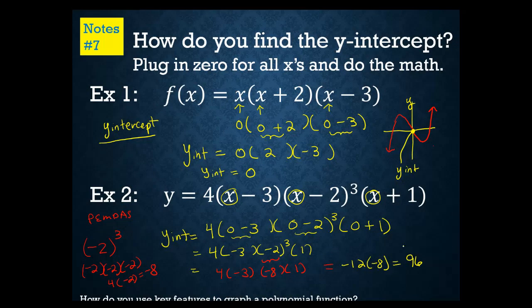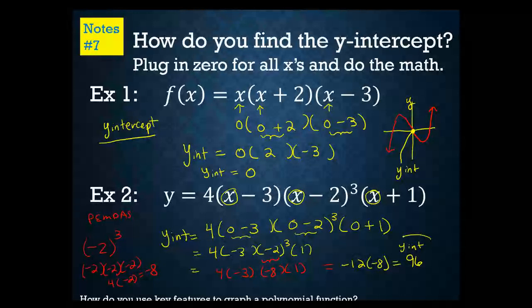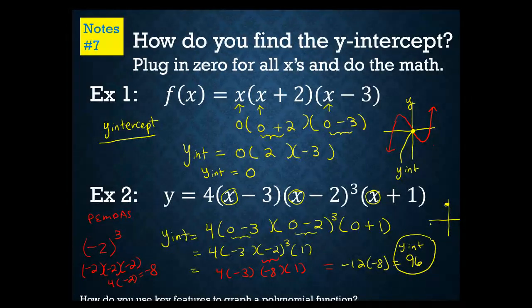Okay, so our y-intercept would hit way up at 96, way up there. So whatever the graph would look like, it would be way up there and then come down or something. Well, actually, this one comes back up. It's an odd degree.